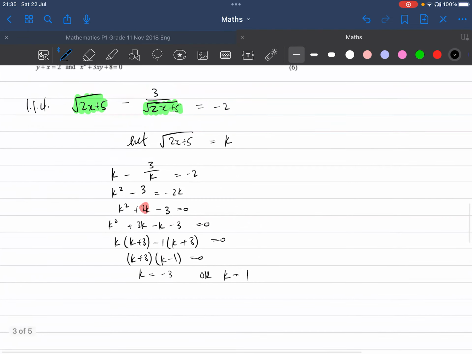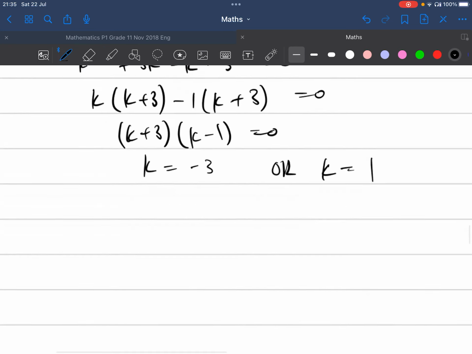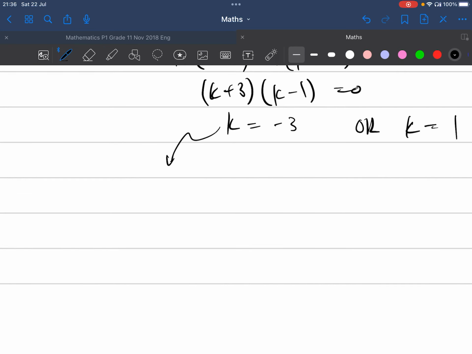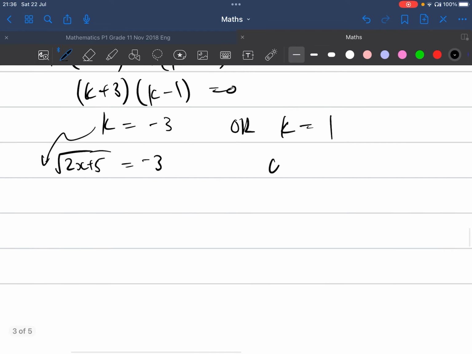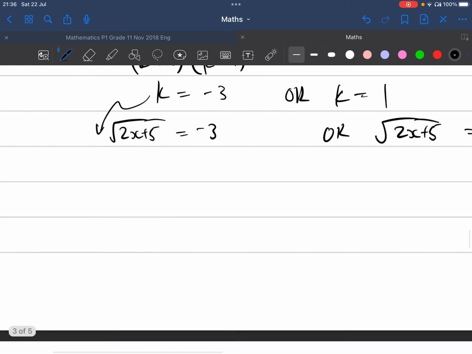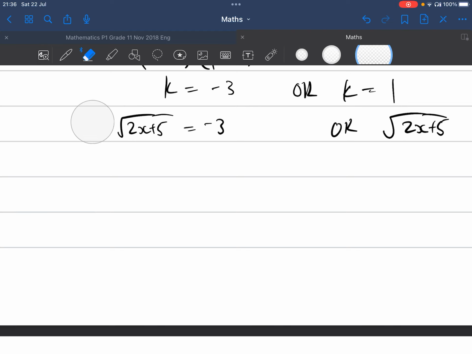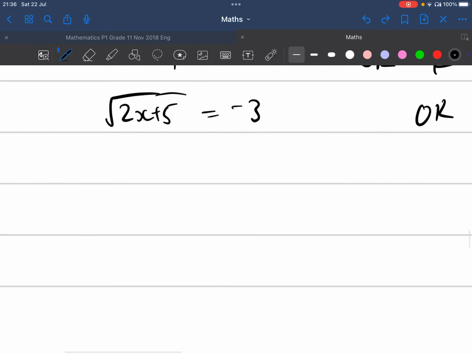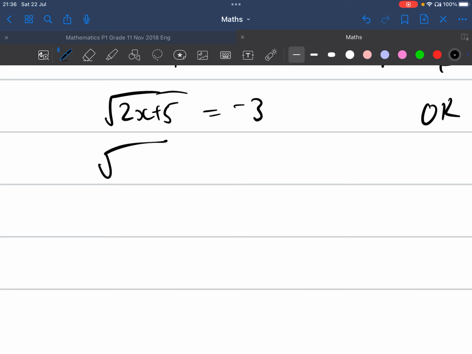We got to that point, but remember up here we said that k is equal to the root of 2x plus 5. So now we're going to take each of these equations and equate them to our original thing. So we can say root of 2x plus 5 equals minus 3, or the root of 2x plus 5 equals 1. Now right off the bat we can immediately discount this solution, because if you think about it, we have a square root of something and we're getting a negative answer, which is impossible, right?